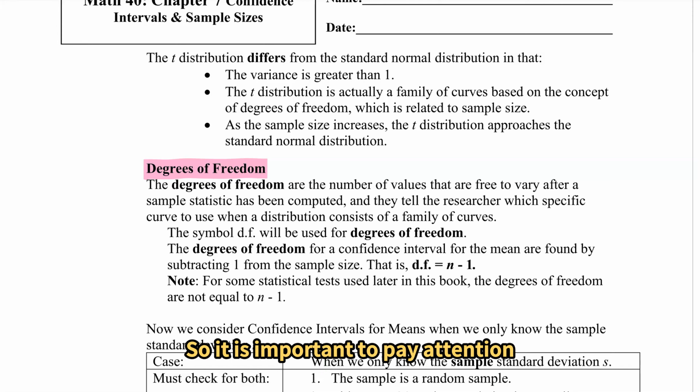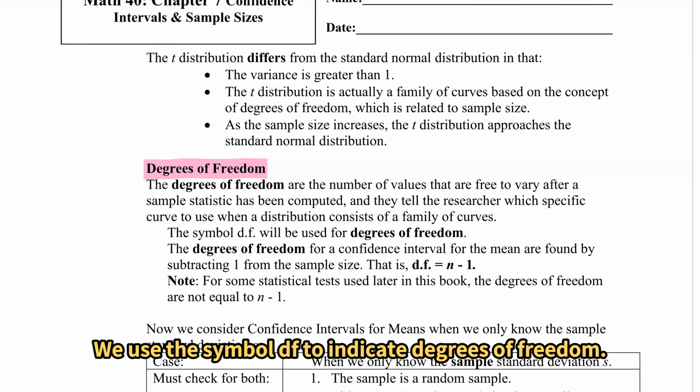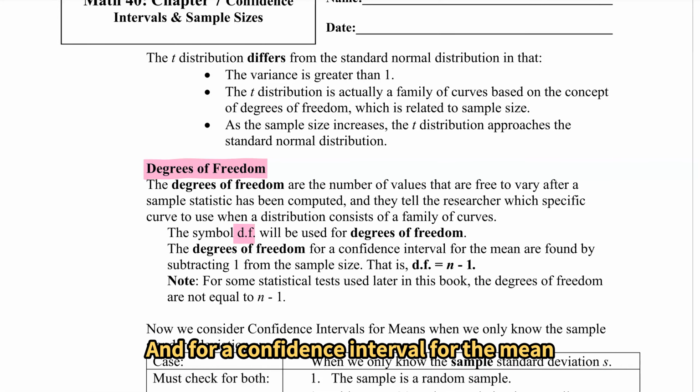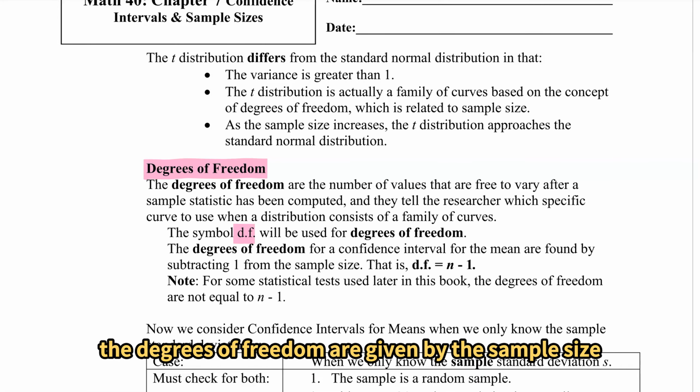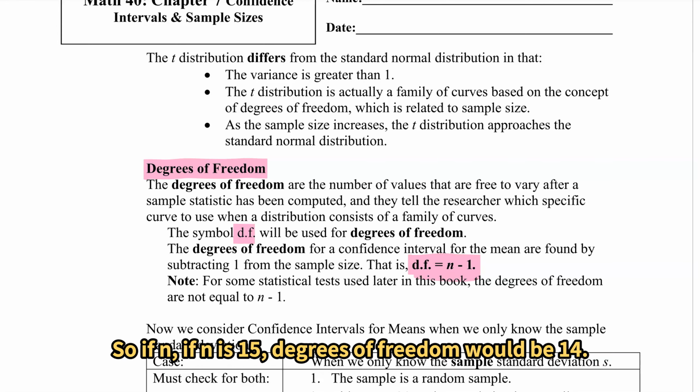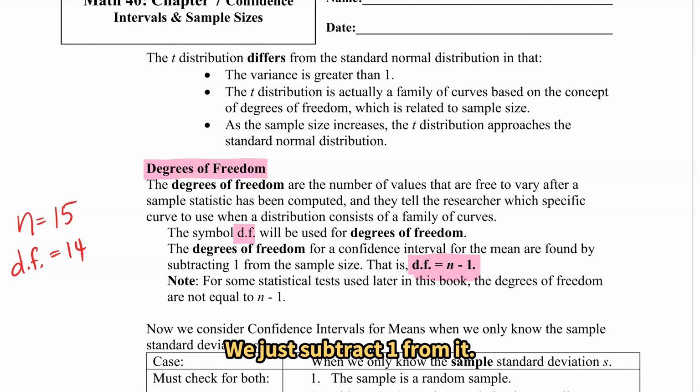So it is important to pay attention because that's going to tell us which curve in the family we need to use. We use the symbol df to indicate degrees of freedom. And for a confidence interval for the mean, the degrees of freedom are given by the sample size minus 1. So if n is 15, degrees of freedom would be 14. We just subtract 1 from it.